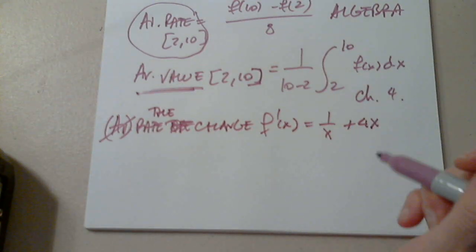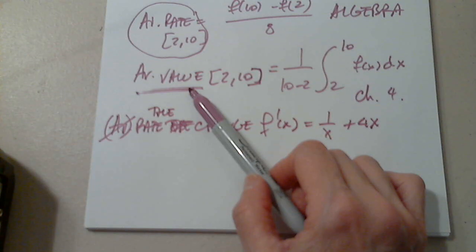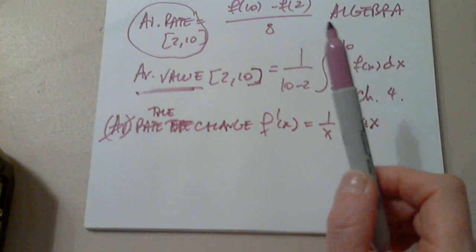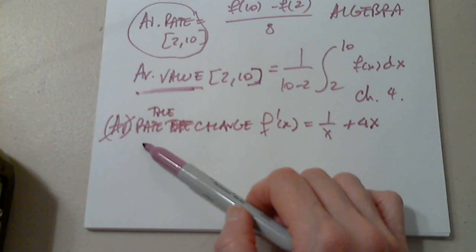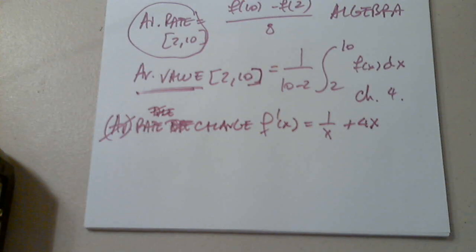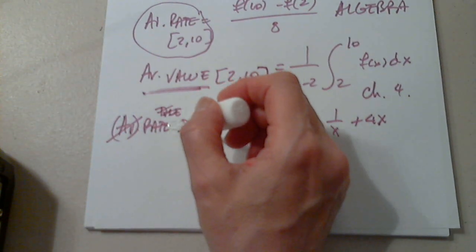So we have the average rate, which is algebra. We have the average value of a function, which is chapter 4. And we have the rate of change. So let me remove all those from there. The rate of change is just simply f prime. So which one are we looking at?